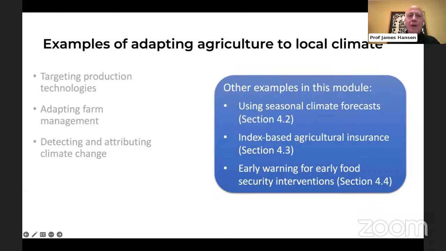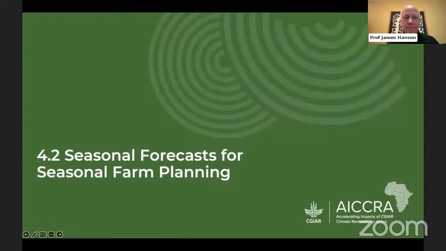So each of the other examples I'm going to mention in this session also use historical data along with other types of climate information. So now we go to seasonal climate forecasts for farm planning.